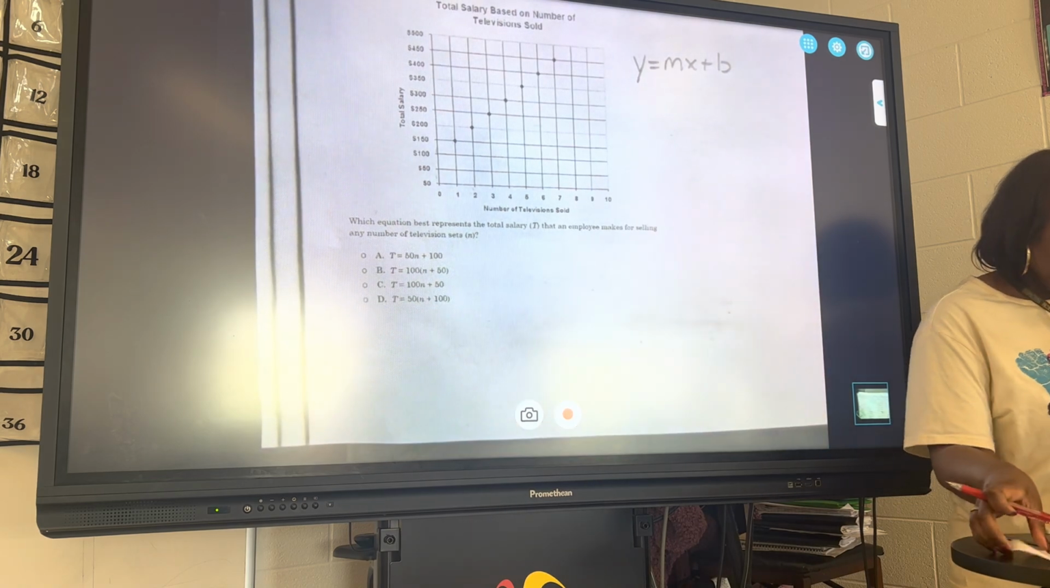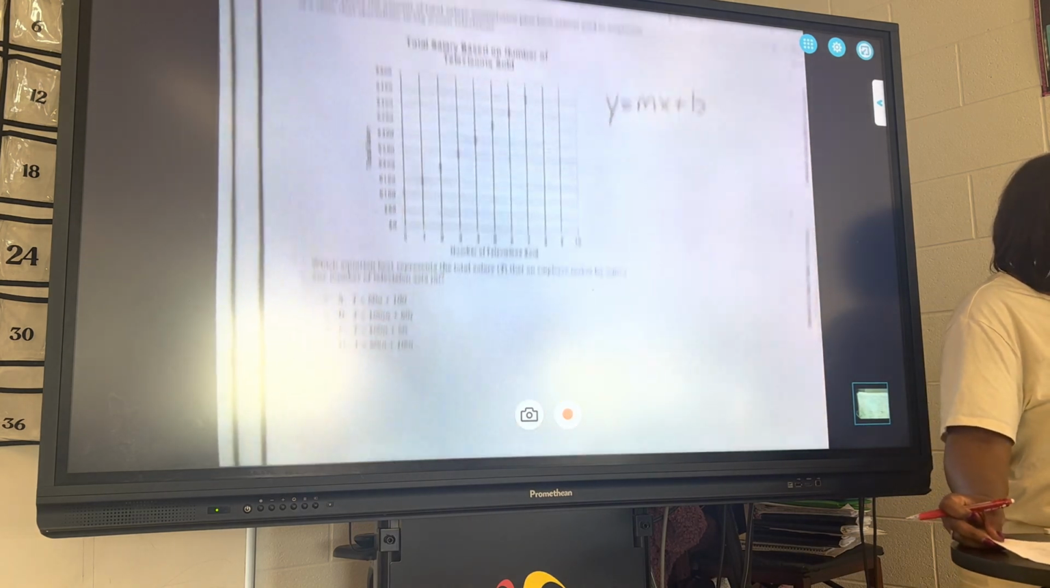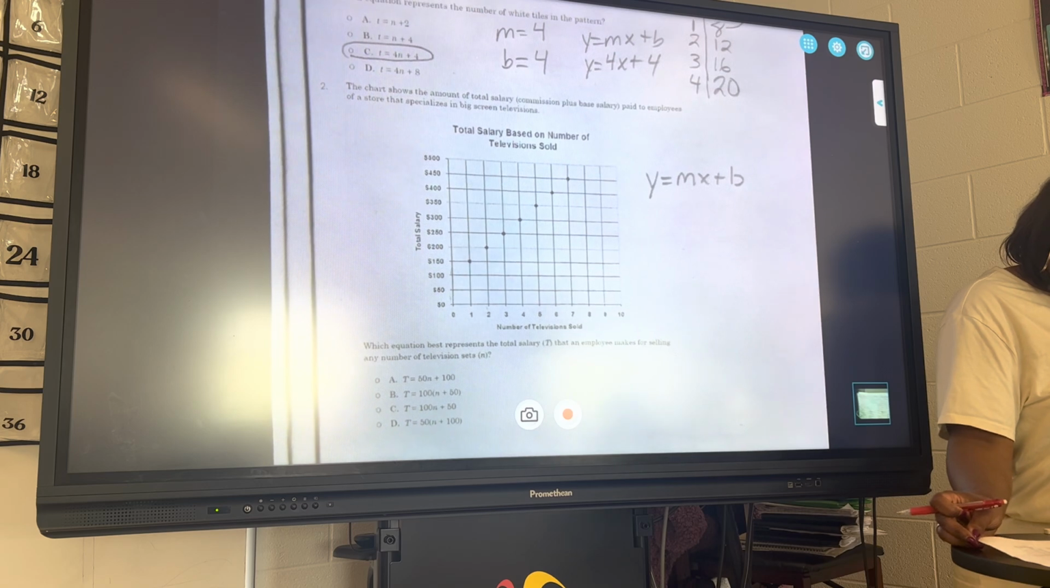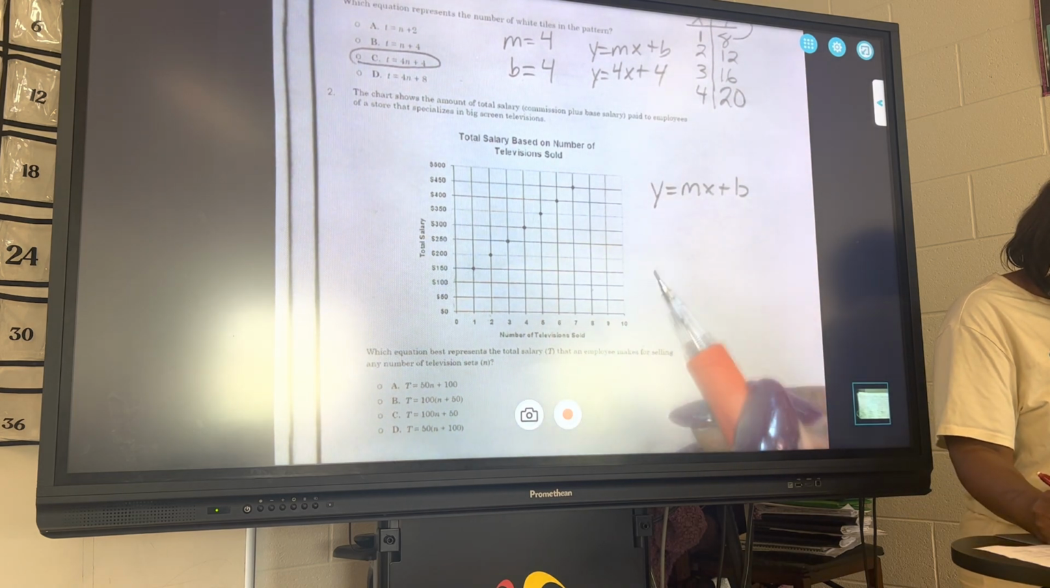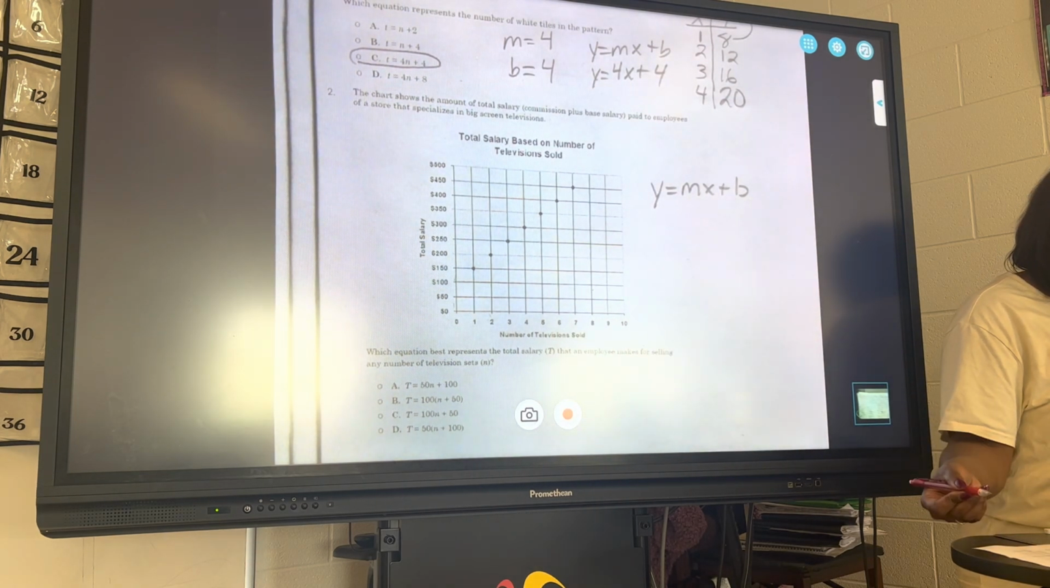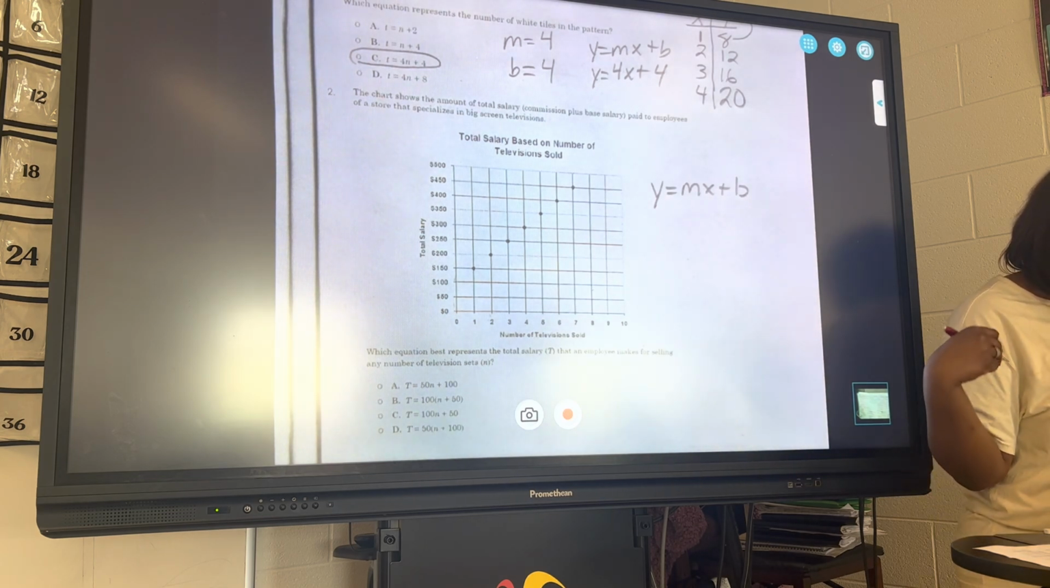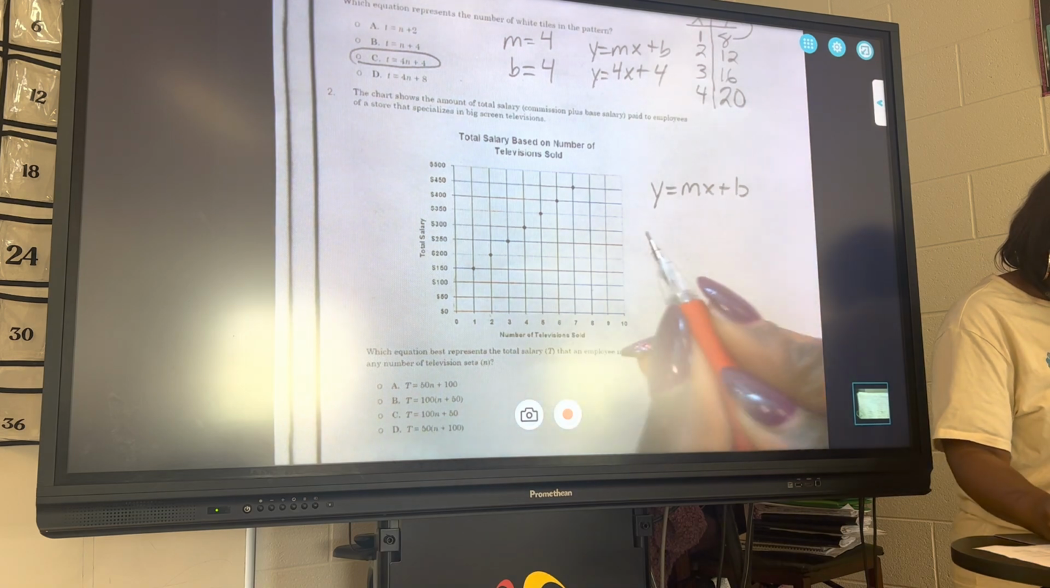Okay, and we'll end up doing that later, okay? All right, so we have to figure out what the slope is, that's rise over run, and what the y-intercept is, where it crosses the y-axis. So let's find the slope first.